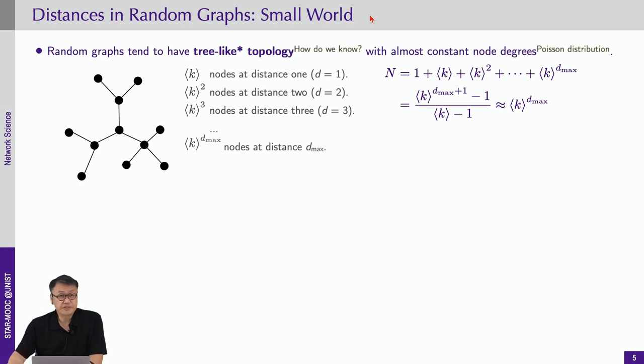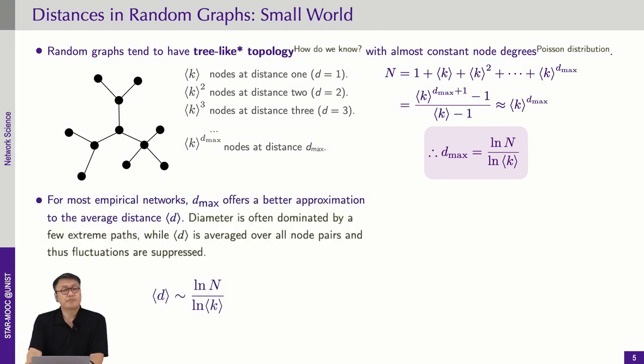Inverting this equation, we obtain the network diameter as a function of network size and mean degree. However, this relation actually gives a better approximation to the average distance, because when we compute the average distance, the major contribution comes from the most peripheral shell of the nodes. So, the average distance of a random network is now given by the same formula.